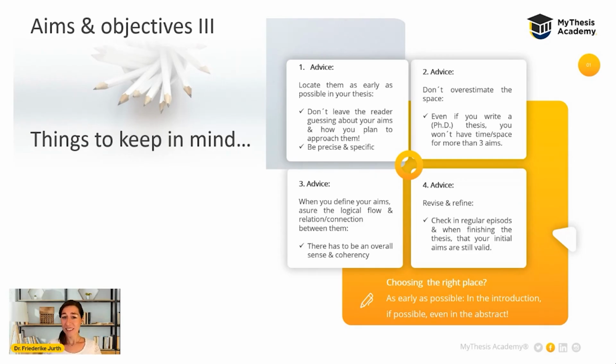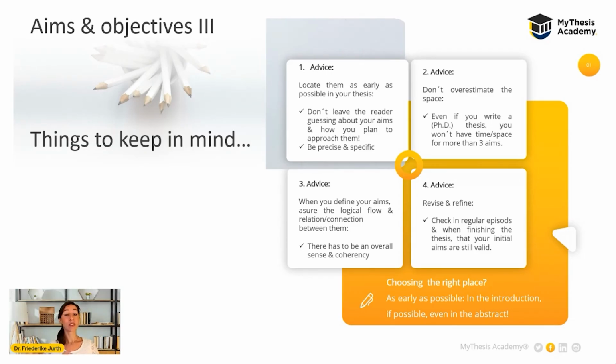Then, as a second piece of advice, once again, don't overestimate the space. Even if you write a PhD thesis, which is the most extensive of the 3 thesis types, you have time and space for at most 3 aims. This is important to keep in mind because it is also a question of feasibility. You want to complete the aims, and you want to do this in a certain time and in a certain scope.